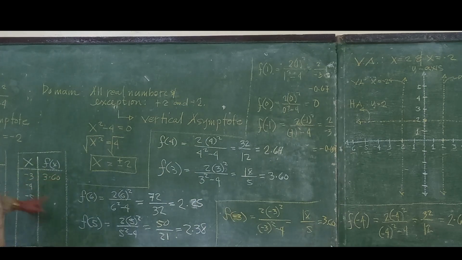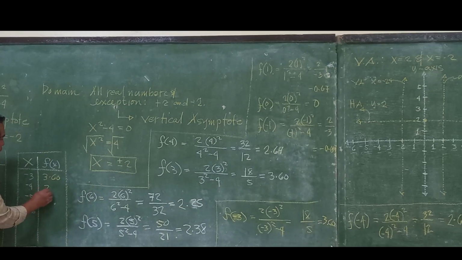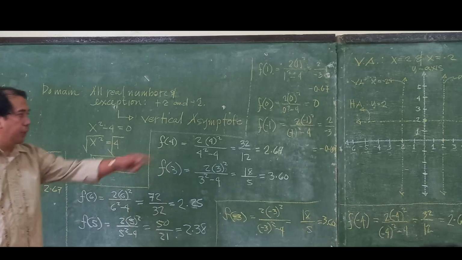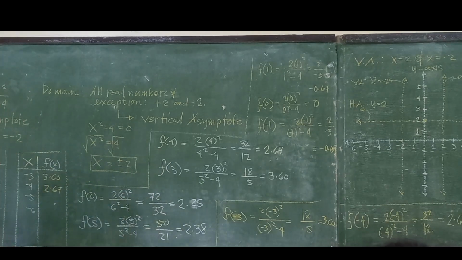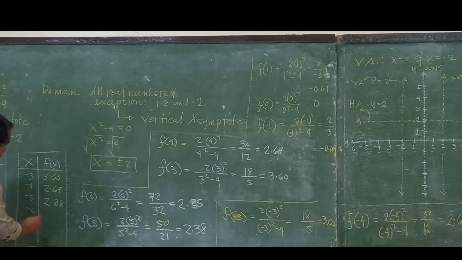If we have negative 4, that is 2.67. If we have negative 5, it will give you 2.38. If we have negative 6, it will give you 2.25. Now, notice that we completed our table. That's the time we're going to plot them.